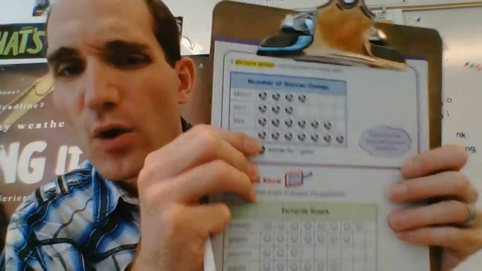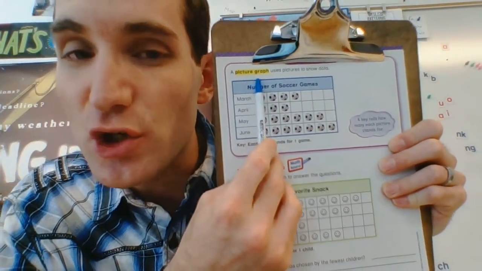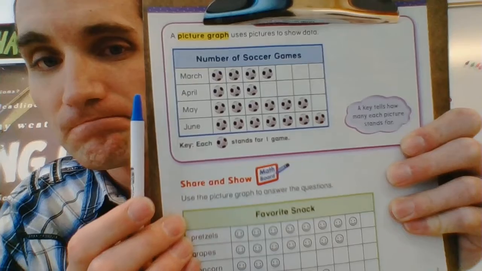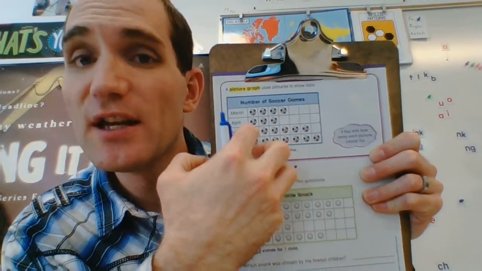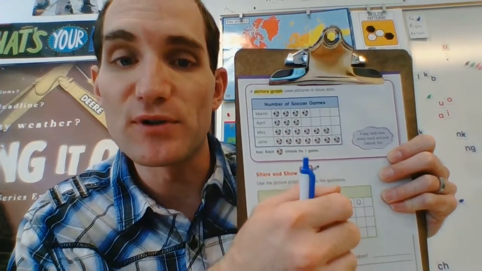First thing is our math, after your big smiles, of course. Next thing is math. On our math, we're learning about a picture graph. Now, a picture graph uses pictures to show data or to show numbers.